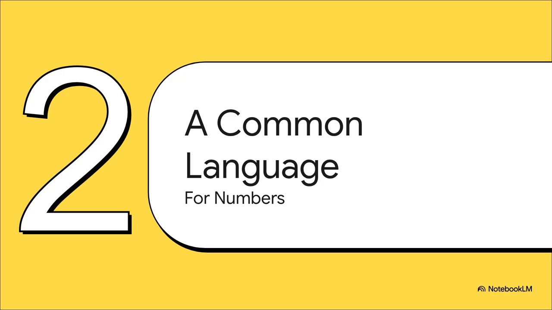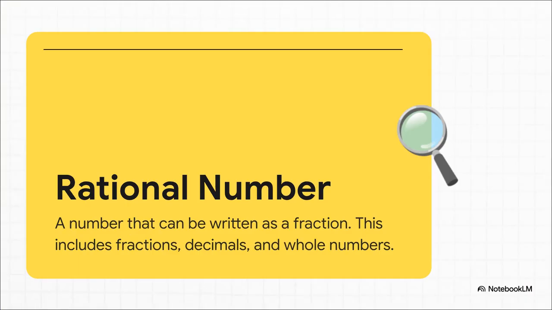See, to compare different things accurately, it doesn't matter if it's money or measurements or numbers, you've got to get them into the same format first. You need a common language. Now, the official name for these kinds of numbers we're playing with is rational numbers. And really, that's just a fancy way of saying any number that can be written as a fraction. And yeah, that includes all the fractions we just saw, but also decimals and even plain old whole numbers.